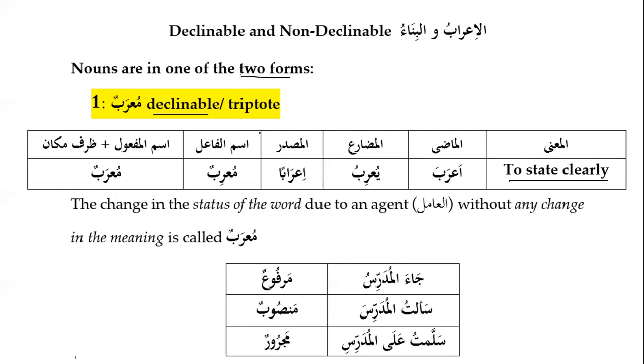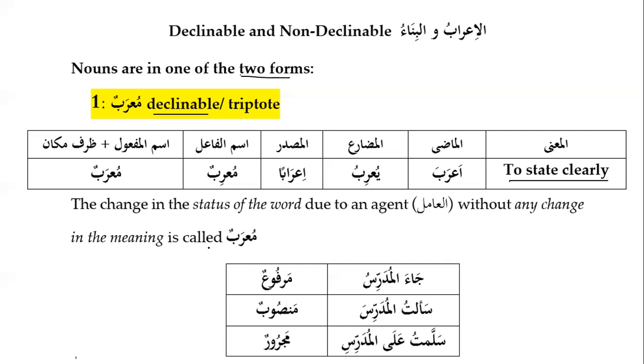This is a very important point that we need to remember: in the derived forms of the verb, ismul maf'ul and dharf makan will be the same. Like munqalab and munqalabun, right? So munqalab is the place of return, and it also means returning to a place, or returning.